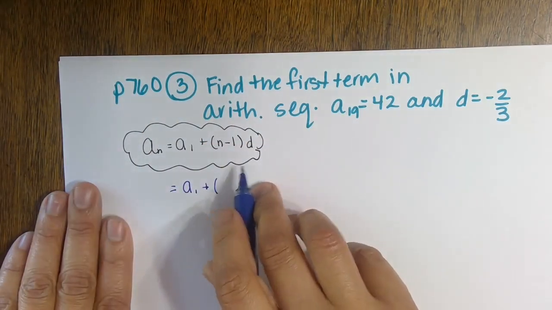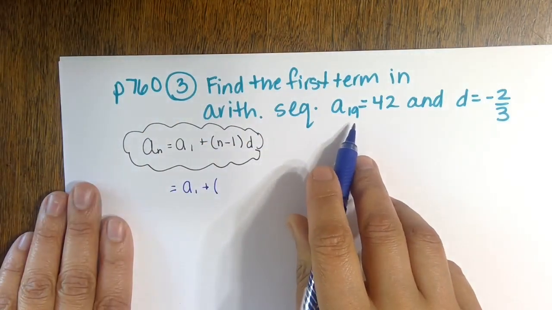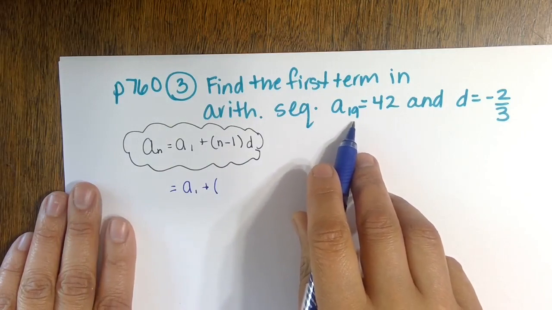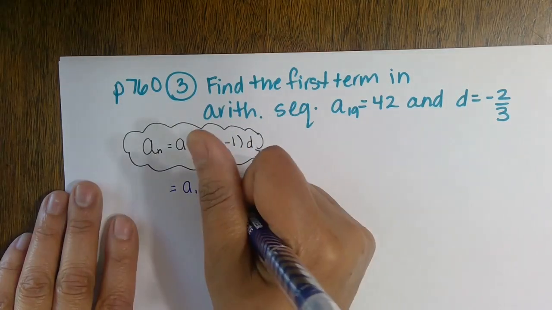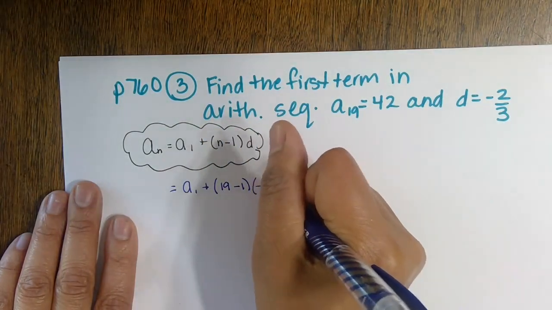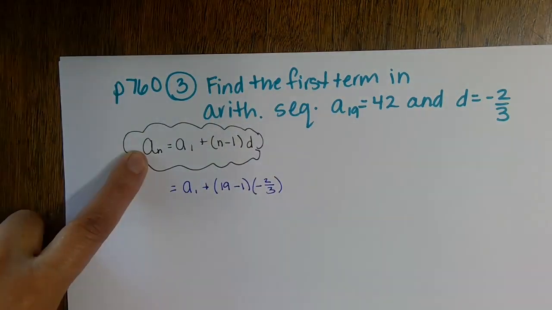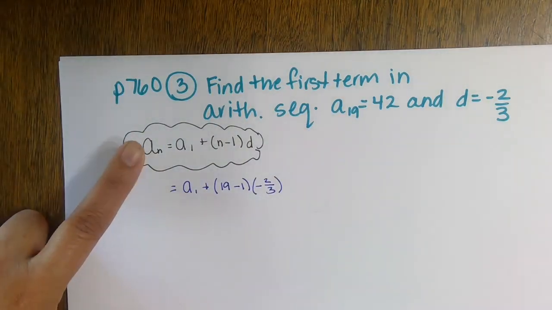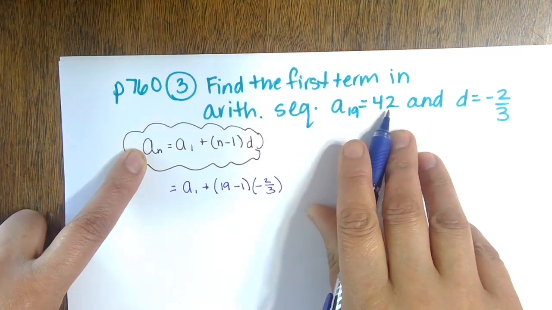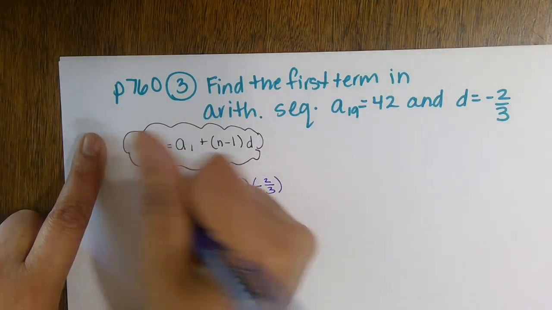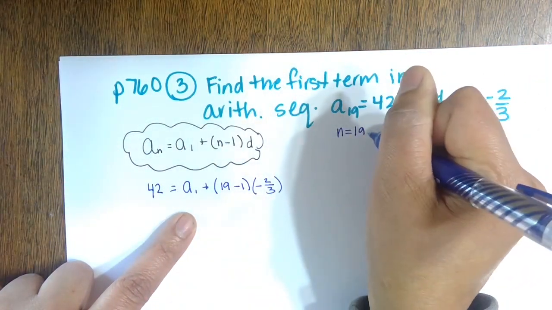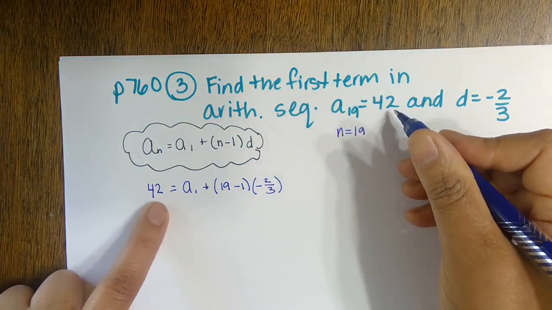n, what's my nth term? Well, in this case, this is your 19th term. So it's going to be 19 minus 1. Your common difference is -2/3. And this is the value of this one. So a sub 19 is actually equal to 42. So in this case, n is 19, but your 19th term has a value of 42.